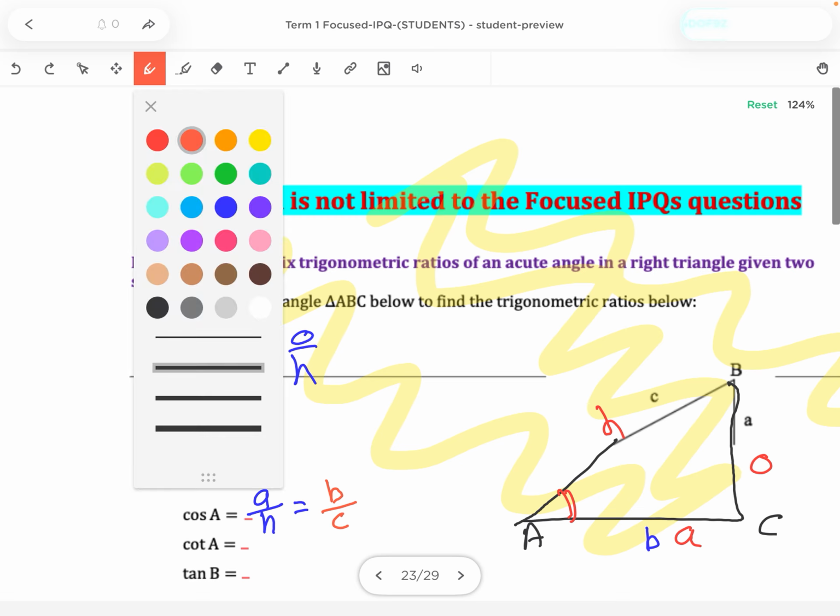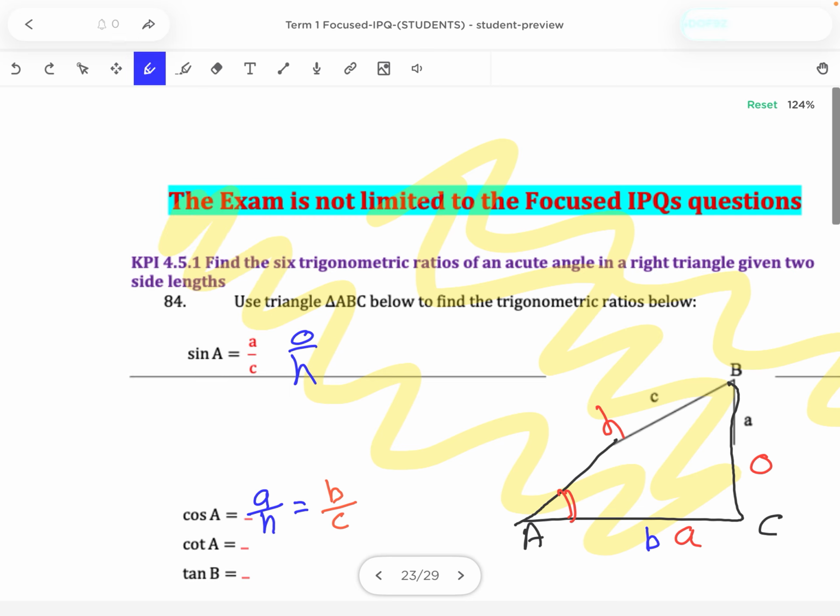الكوتانجنت هو عكس التان O over A فهذا A over O. الadjacent side is B والopposite is A. For B الموضوع نفس الشي. For angle B, so this is our opposite now, this is our adjacent, this is our hypotenuse. التان O على A, which is b على a one more time.